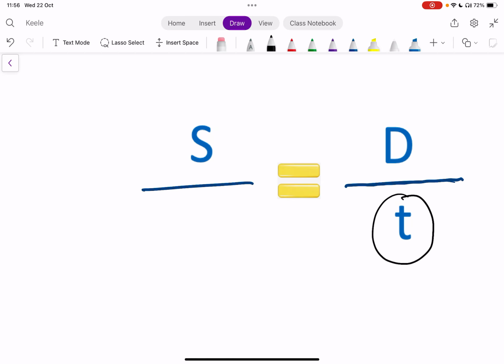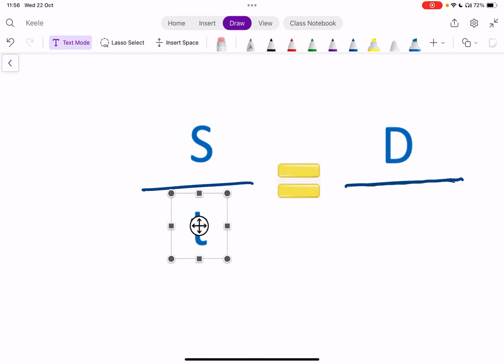We need to clear up around the distance, the D, okay? We need to move everything else. That's how I think of it. We're clearing up. We're shifting this T to the other side. So where do we put it? Well, I can't just do this.